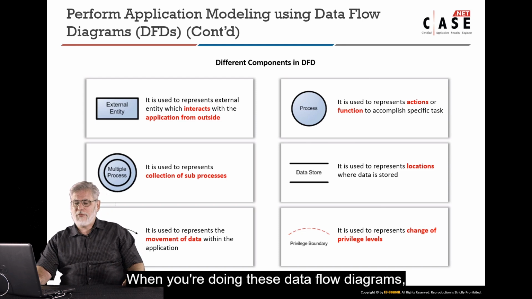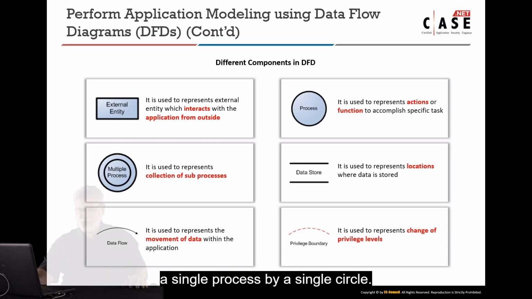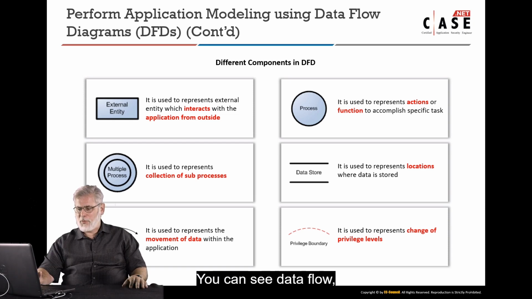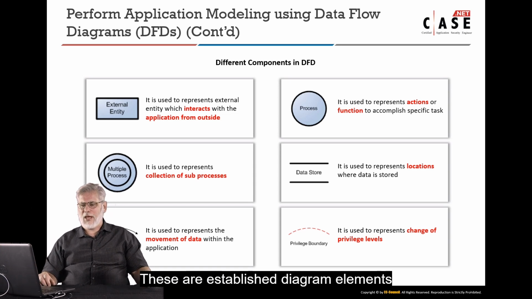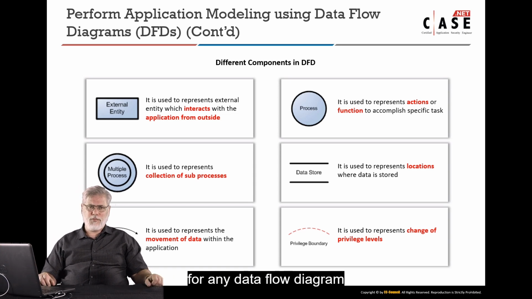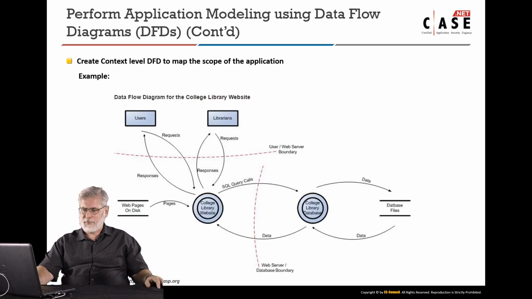When you're doing these data flow diagrams, there are specific diagram elements. You can see here the external entity is represented by a rectangle, multiple processes by two circles, a single process by a single circle. You can see data flow, privilege boundaries, and data stores. These are established diagram elements for any data flow diagram that any application developer should understand.